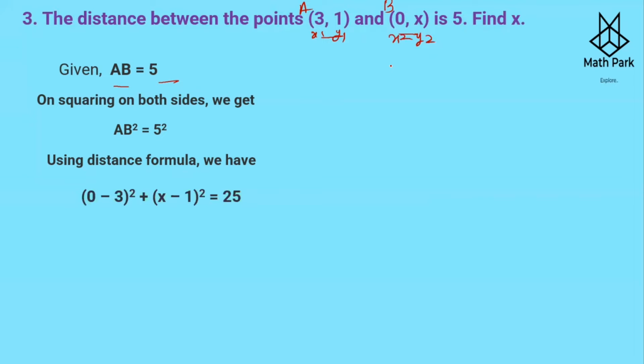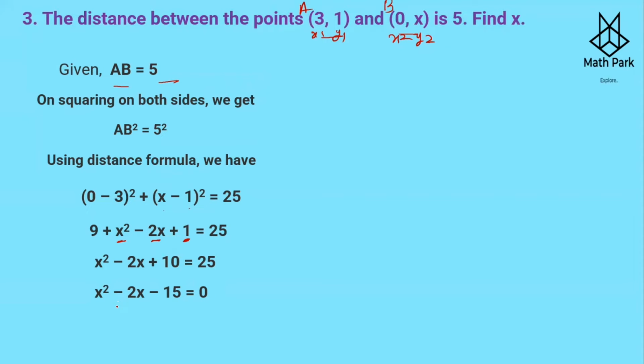So we have here 0 minus 3 the whole square plus x minus 1 the whole square is equal to 5 square, that is 25. Minus 3 square is 9. A minus b the whole square is a square plus b square minus 2ab. So this is our x square plus b square is 1 and minus 2ab is minus 2x. So 9 plus 1, 10 and bring this 25 over here. So 10 minus 25 we get minus 15. So we get x square minus 2x minus 15 is equal to 0.